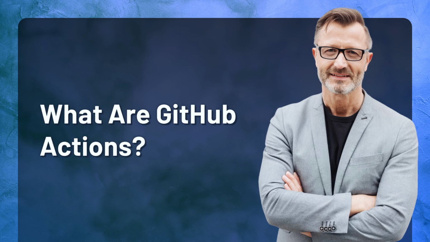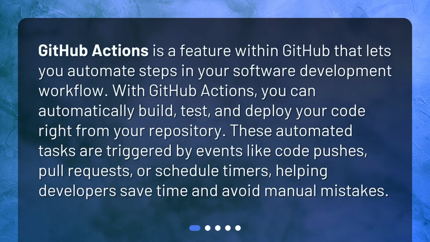What are GitHub Actions? GitHub Actions is a feature within GitHub that lets you automate steps in your software development workflow. With GitHub Actions, you can automatically build, test, and deploy your code right from your repository. These automated tasks are triggered by events like code pushes, pull requests, or schedule timers, helping developers save time and avoid manual mistakes.